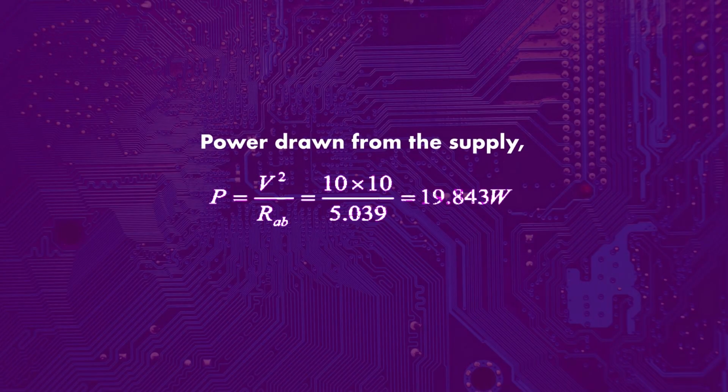Now because you have to calculate the power drawn from the supply, power drawn from the supply can be calculated as V square upon RAB. The value of the voltage is 10, so 10 into 10, and the equivalent resistance connected across AB. After the conversion from star to delta and delta to star, you are able to calculate the resistance RAB, that is 5.039. Just put all the values of V and RAB in this equation. So power drawn from the supply can be written as 19.843 watt.